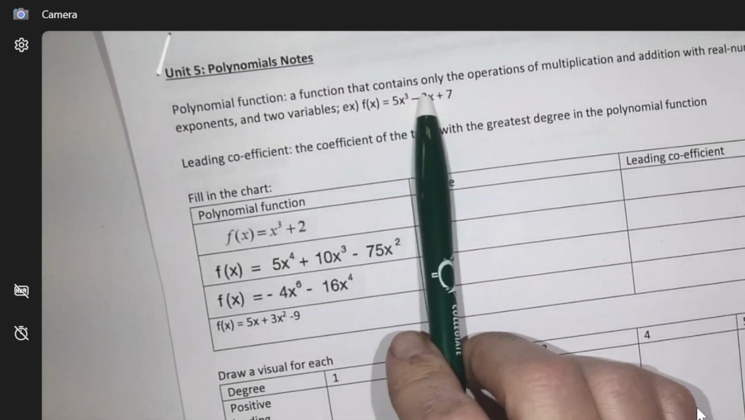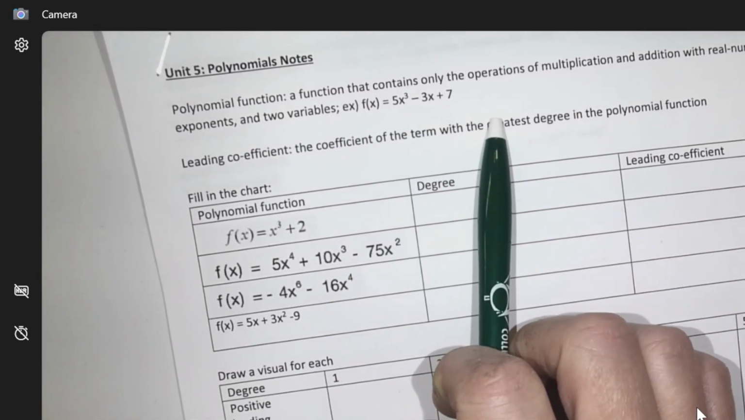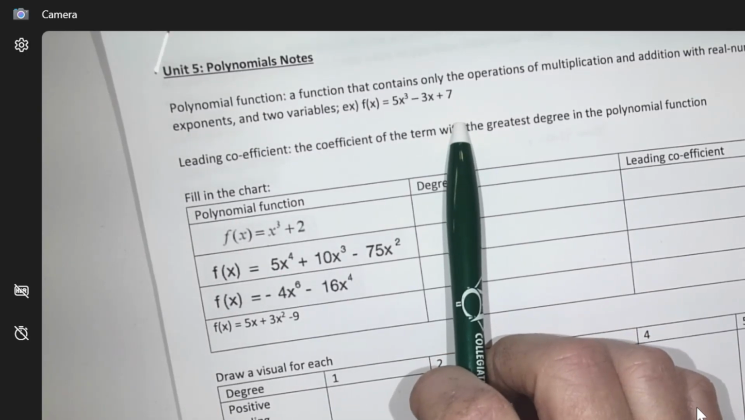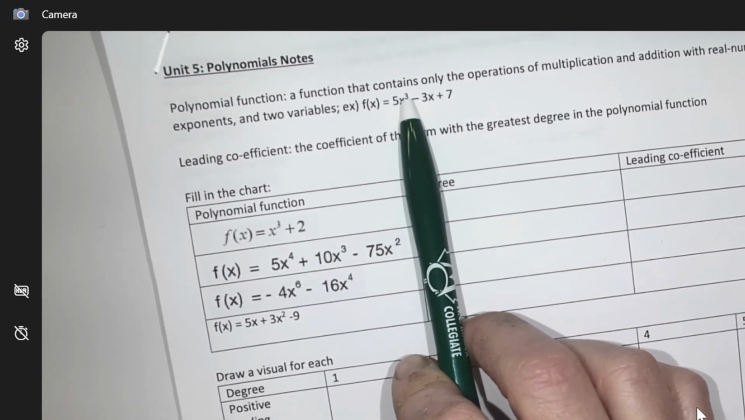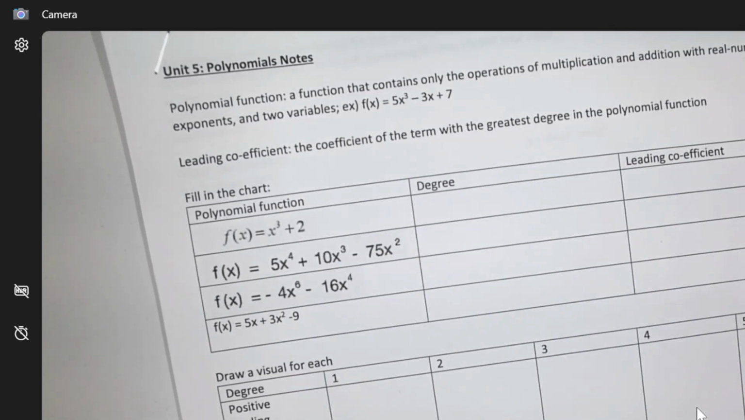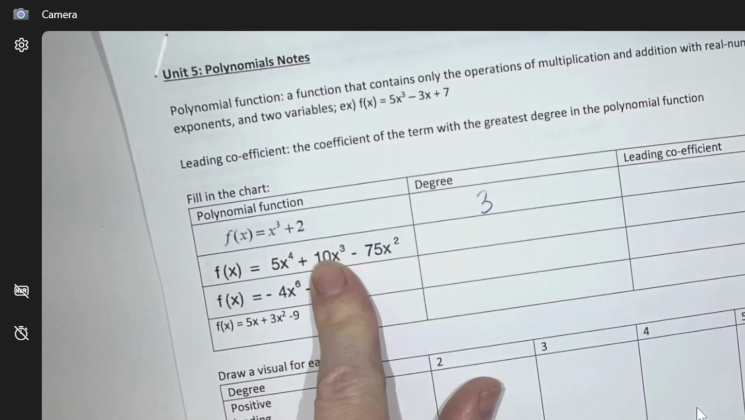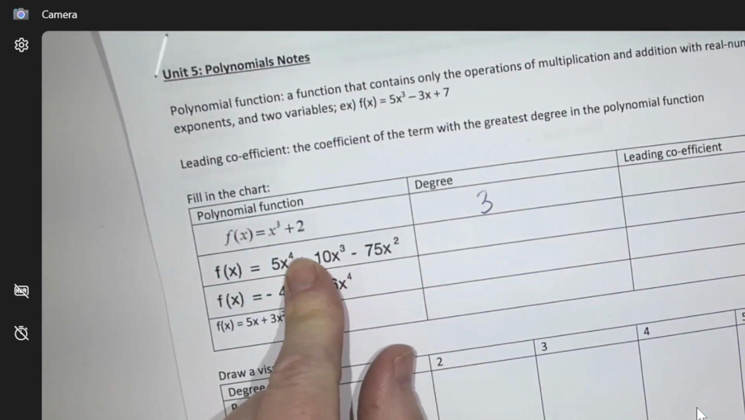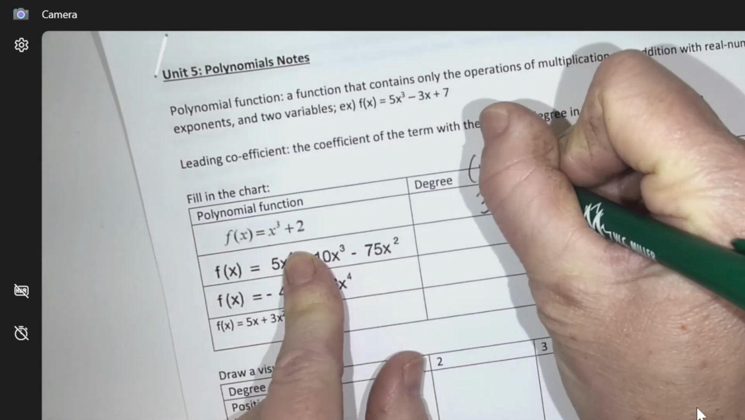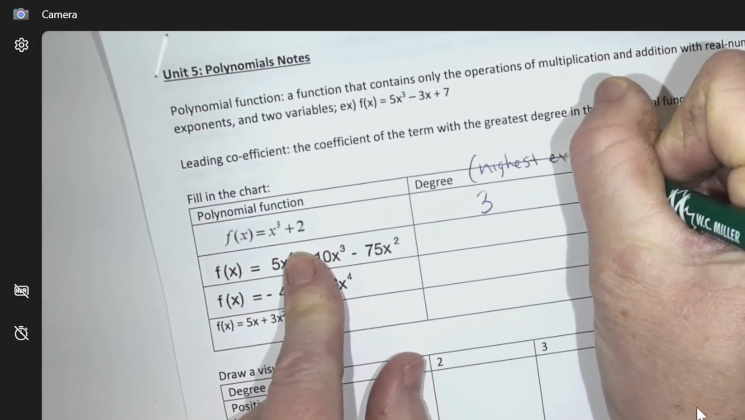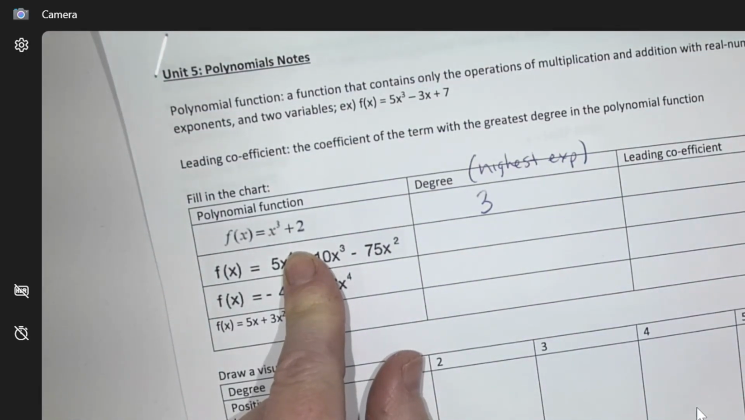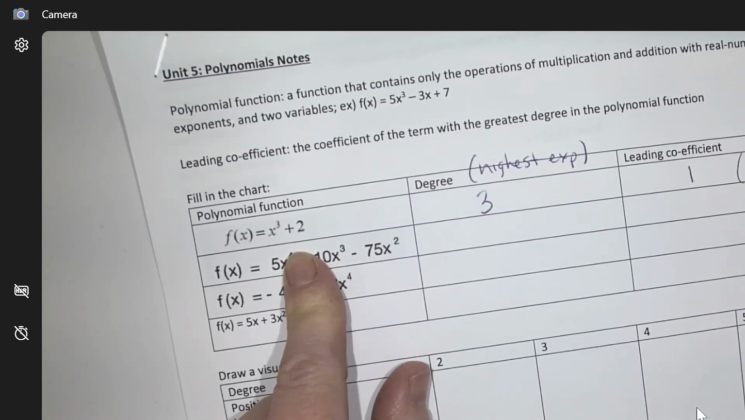So a polynomial is a function that contains only adding and subtracting with real number exponents. Okay, so x cubed, that's a real number exponent. So for this one, this polynomial has a degree of 3. Where did I get that from? It's the highest exponent. And the leading coefficient is 1, because you have 1x cubed. So that's why it's 1.